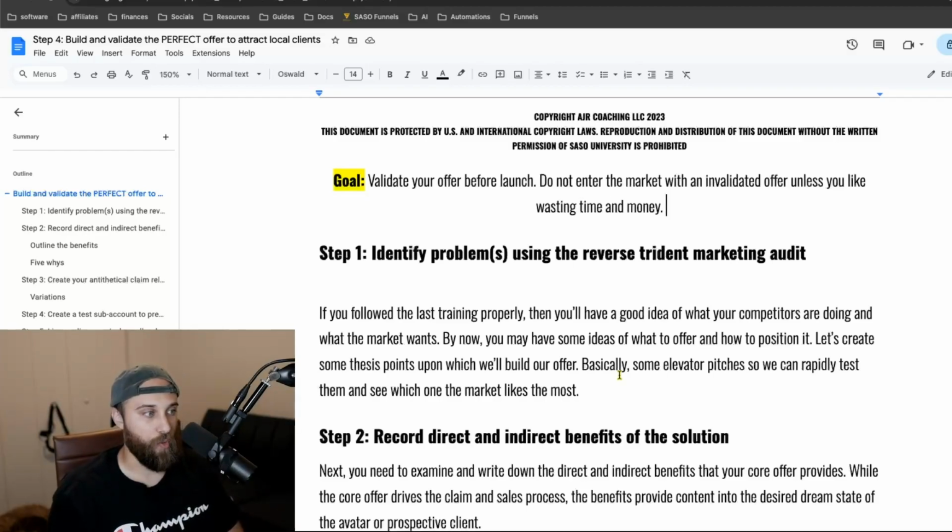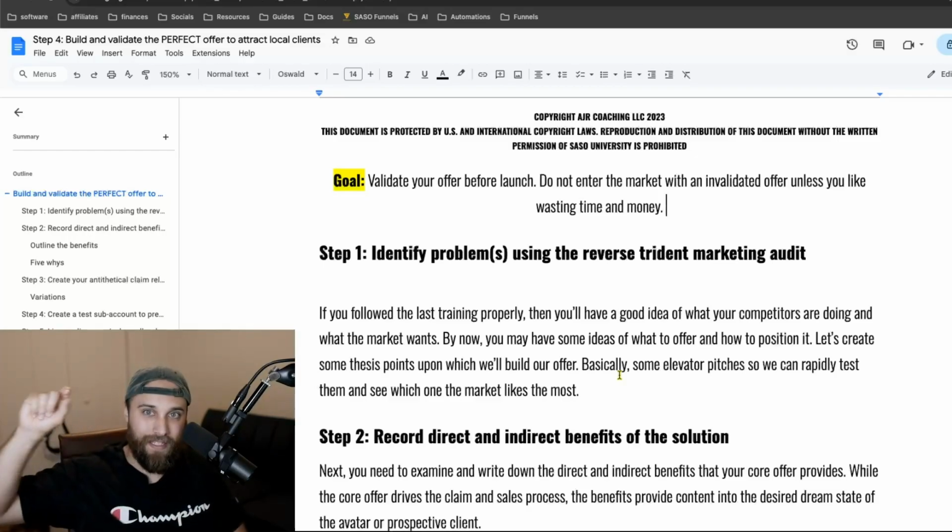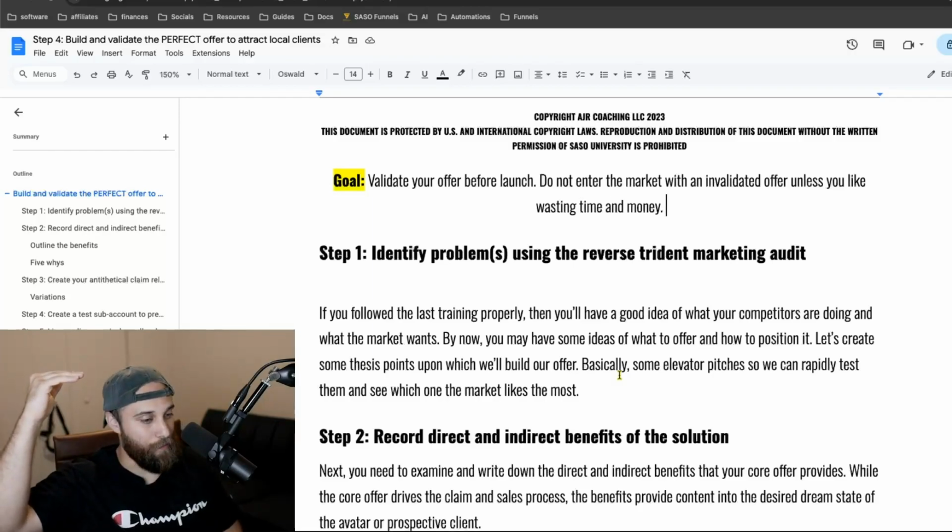You essentially just want to make sure that you have a good idea of what your competitors are doing and what the market wants. By now, again, assuming that you did step 3 before step 4, you may have some ideas of what to offer and how to position it. That's what we're going to be covering. So now we want to create some thesis points upon which we will build our offer. Basically, if you don't know what a thesis point is, it's like the main sentence in an article.